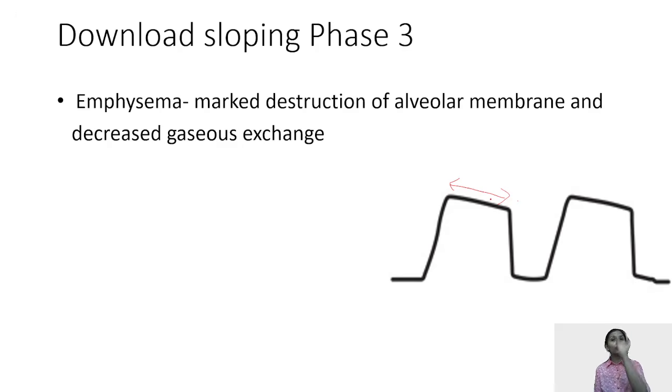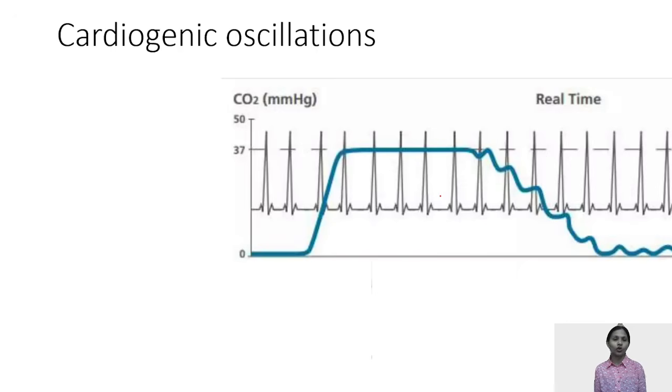When parenchymal damage happens, we generally have this kind of capnograph, which can be suggestive of certain conditions like emphysema. In emphysema, we have a downward slope of phase 3, suggestive of destruction of the alveolar membrane and thus decreased gaseous exchange.